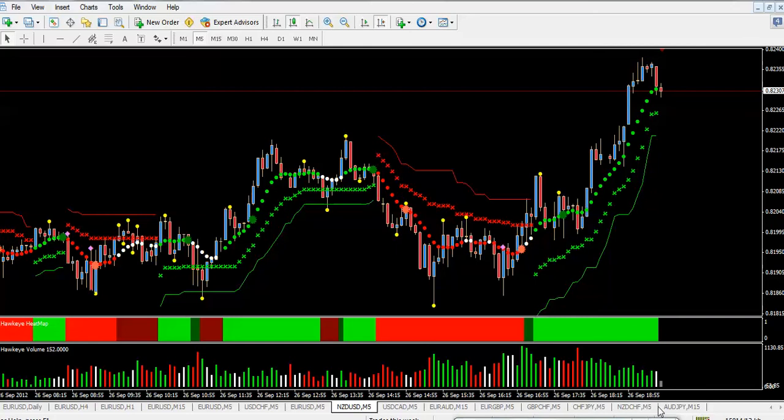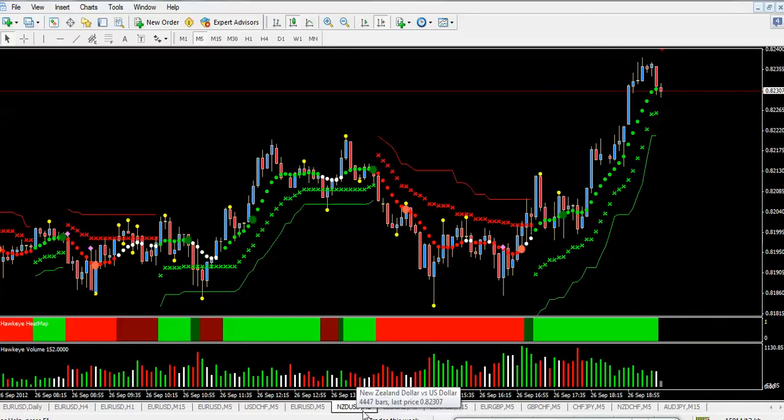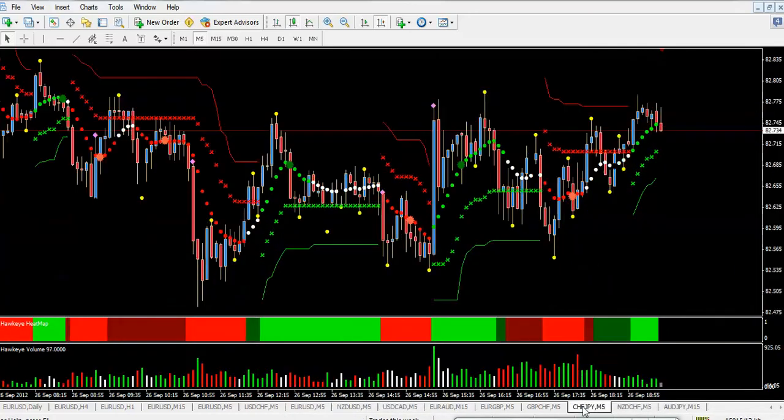So far 2 decent trend rider trades there, the Kiwi versus the Swiss franc, and also the Kiwi versus the US dollar, but we also had a Swiss franc versus the yen that didn't actually give us an entry signal because the market had actually pulled back too far. So there's a bit of discretion in this strategy.